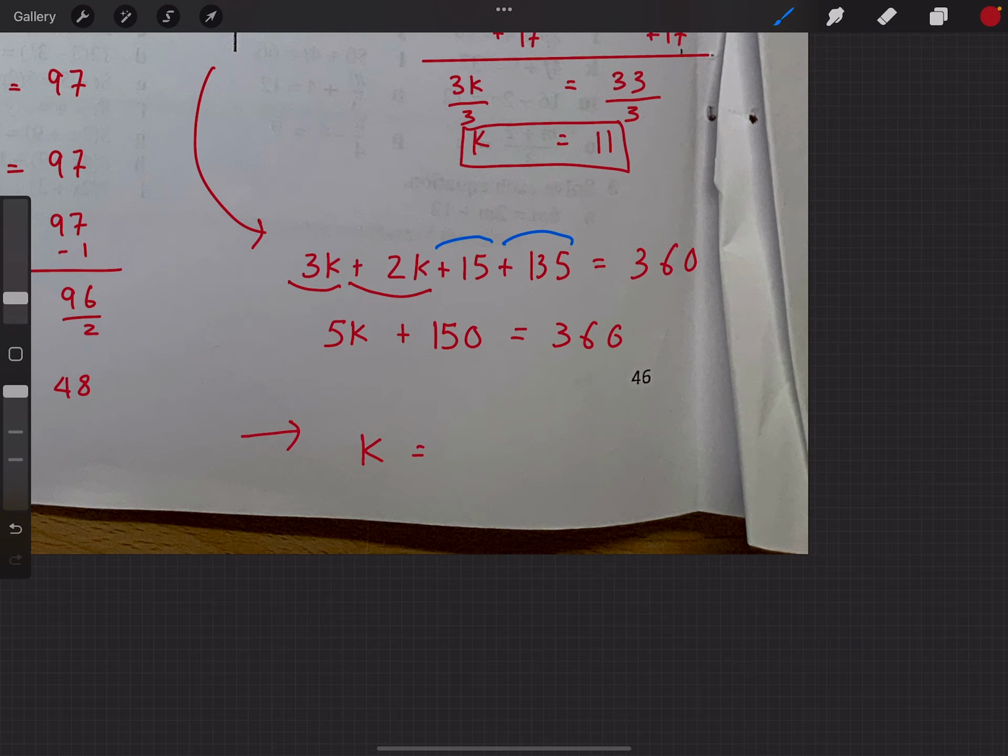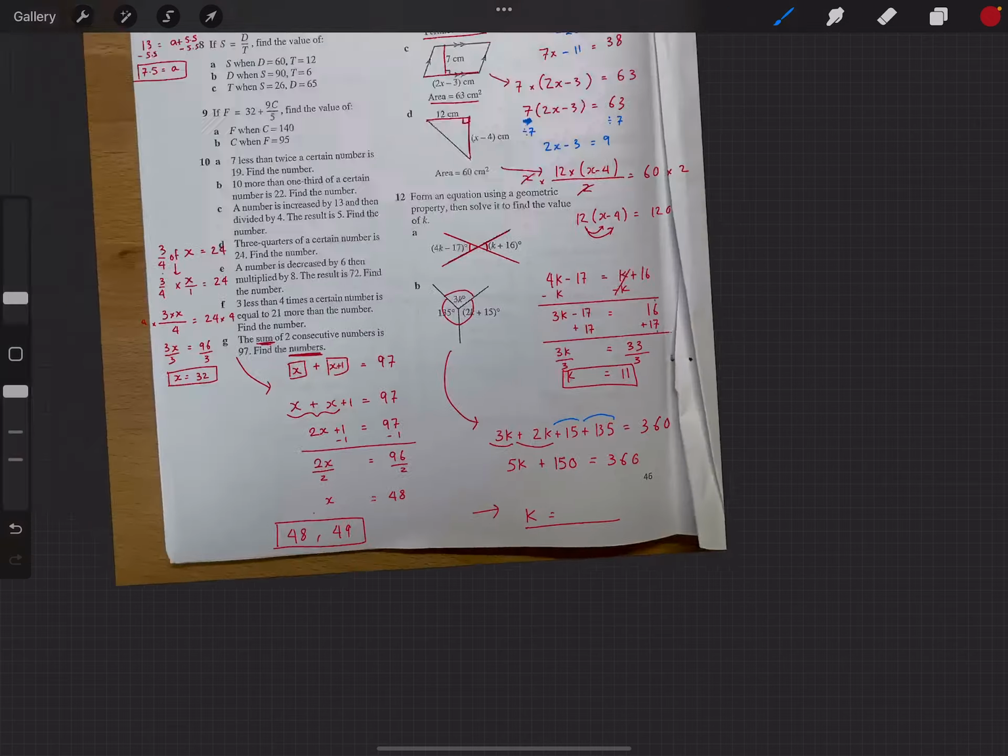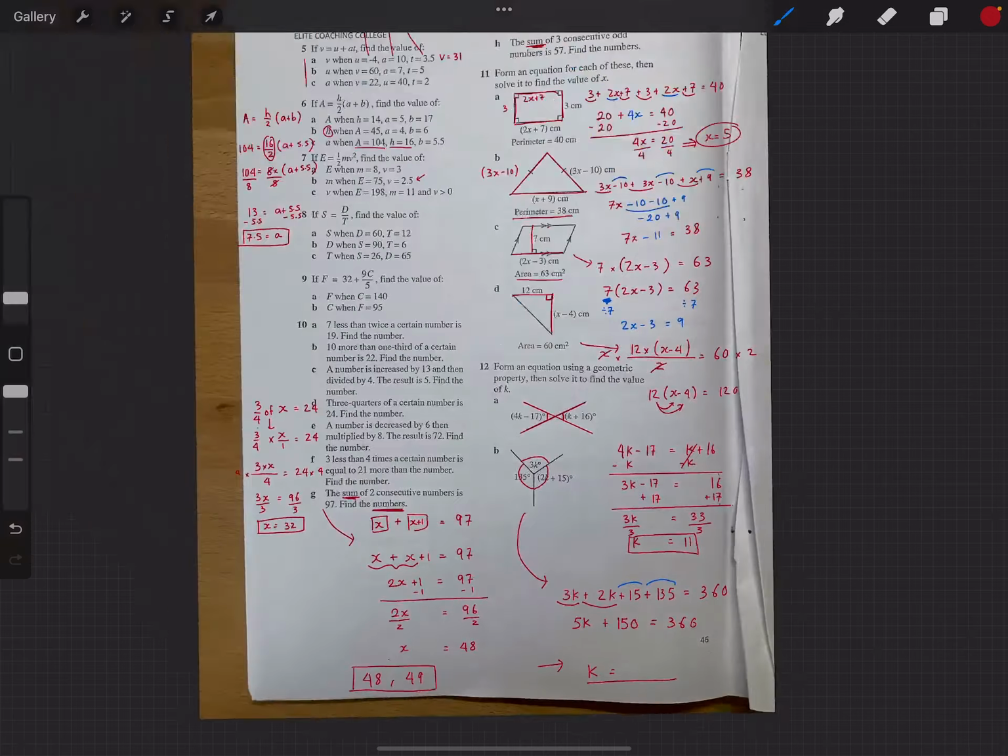You guys can do that on your own. And I think that's it. That's all there is to this page.